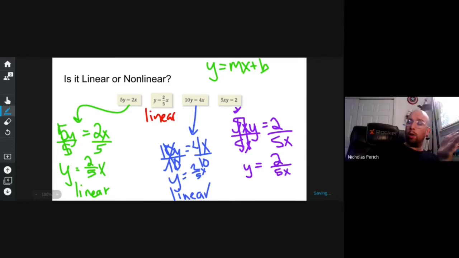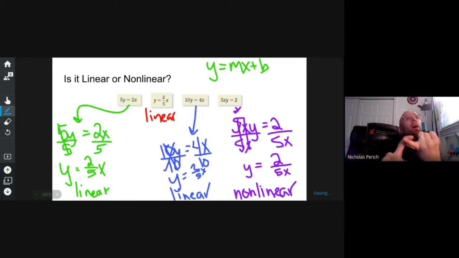I have y on the left. I have x on the right, but x is on the bottom. X is not allowed to be on the bottom. Drake was. That's where he started. But x is not allowed to be on the bottom. So x is different here, as 2 Chainz said. Oh, that's 2 rap references in 30 seconds. I'm on fire today. That's not linear. Because x is on the bottom, it's nonlinear.